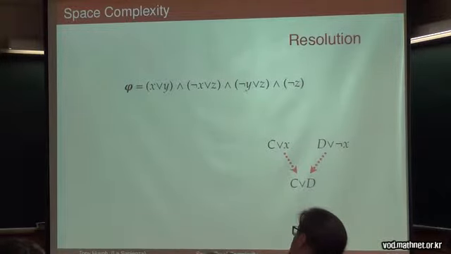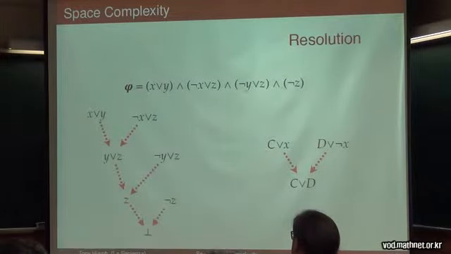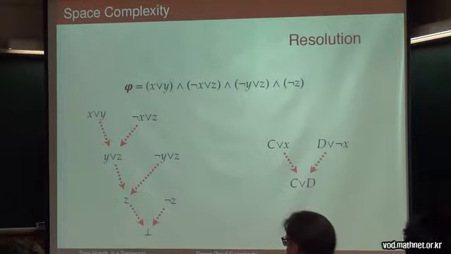What you try to do is derive a contradiction. For example, you can take X or Y and not X or Z. From that, you can infer Y or Z. Then not Y or Z is just one of the initial clauses, so from that, you can infer Z. We also have not Z, so from that, you can infer a contradiction. And what we're interested in is the size of this refutation, which I'll define in a moment.